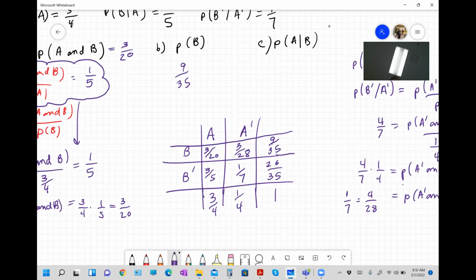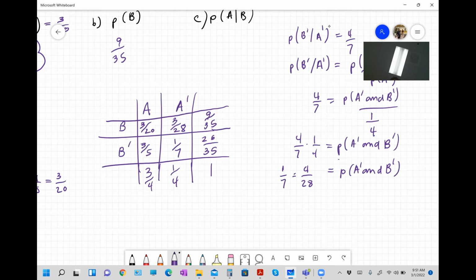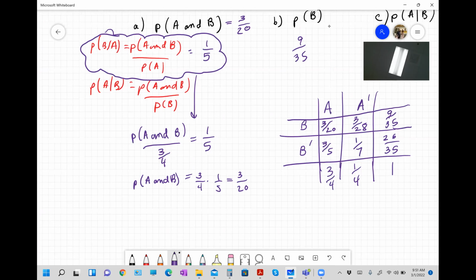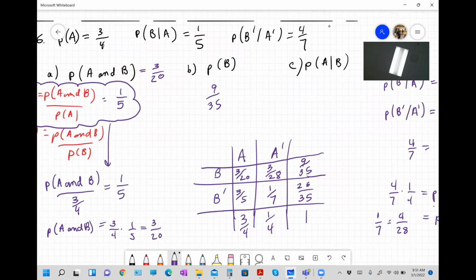Now, you could have gotten it somewhere else. Like, for instance, if you would have solved this one over here, solve it for B, just move over to B and find A given B, which you could find, then that would have worked. But that's essentially how you get the probability of B.